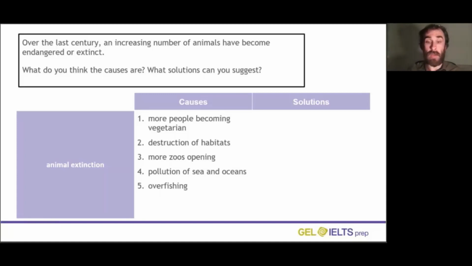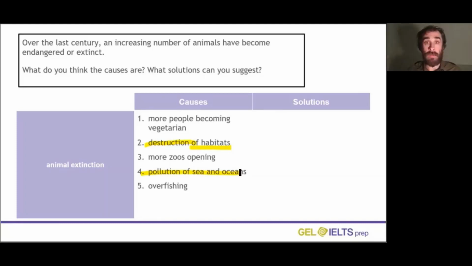So the causes I would write about here are number 2, destruction of habitats. All of us can imagine how us destroying the place where animals live can reduce the number of that species. We can see this in rainforests. 4, pollution of seas and oceans. I'm sure all of us have seen images or videos of plastic floating in the oceans and how this is killing the animals and the wildlife in the sea. So this is a good point.